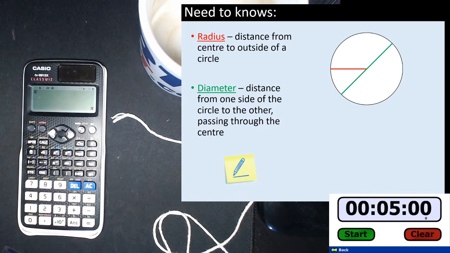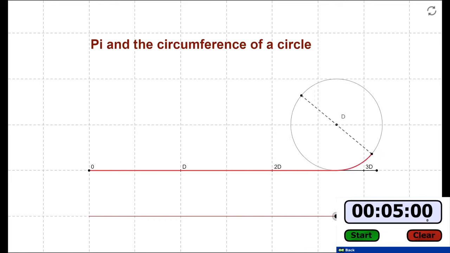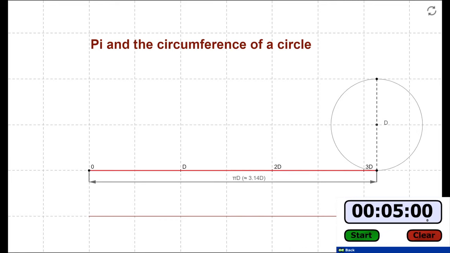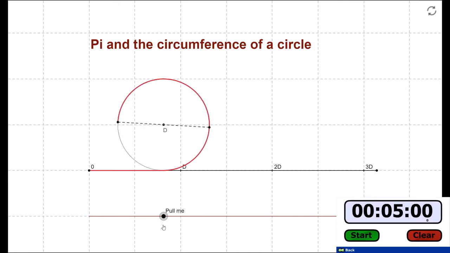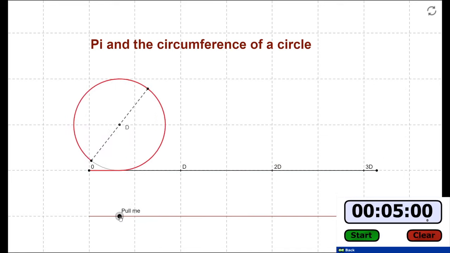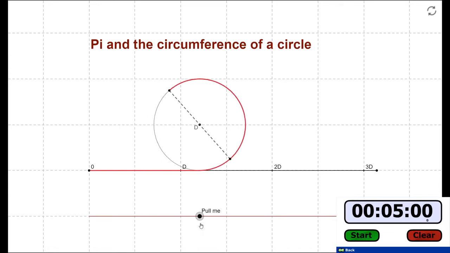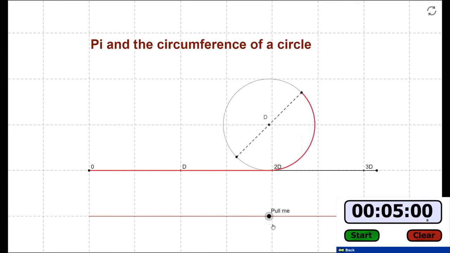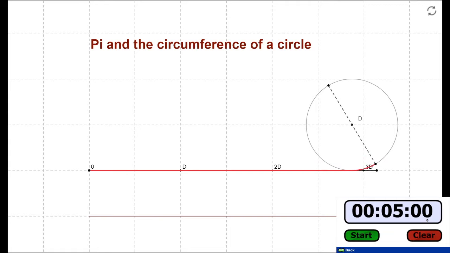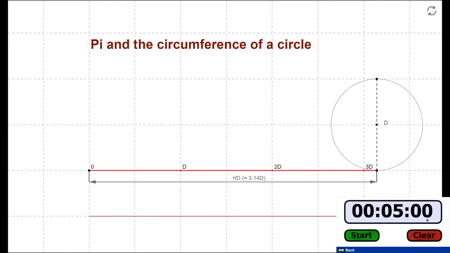So here we go. Let me see if we unravel that circle. We can see that it goes through pi times exactly. The diameter is 2 boxes across. The diameter goes in once, twice, 3 times, and then pi times.